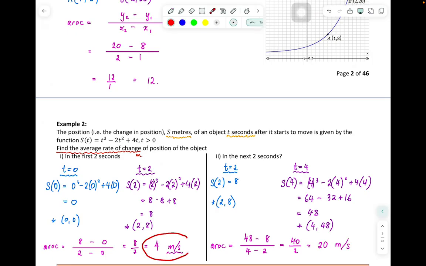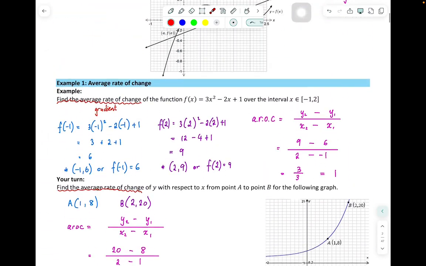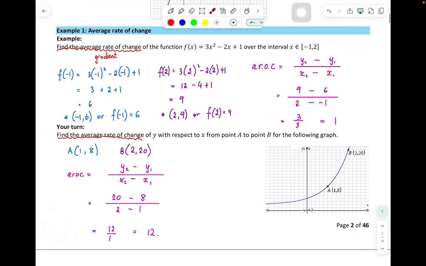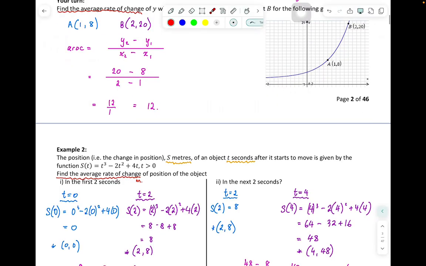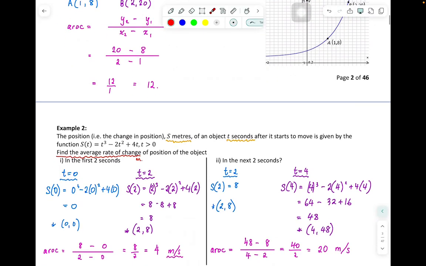So in the first 2 seconds, it was quite slow in terms of its position changing, but then between 2 seconds and 4 seconds, its average rate of change, or how quickly it changed, increased to 40 meters per second, which is significantly faster. So across these three contexts, these three examples, pause, rewind, and rewatch if you'd like to revise. Thanks for watching.